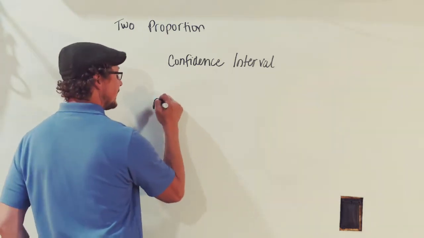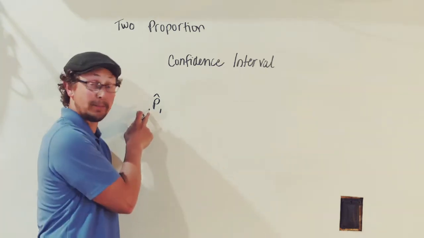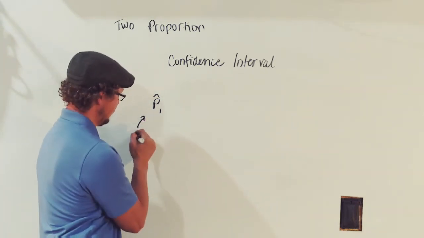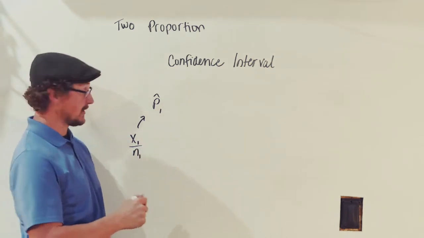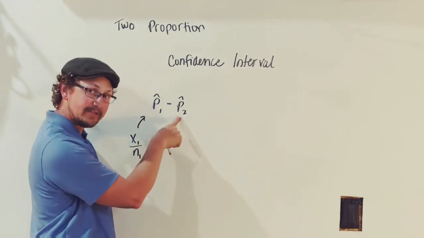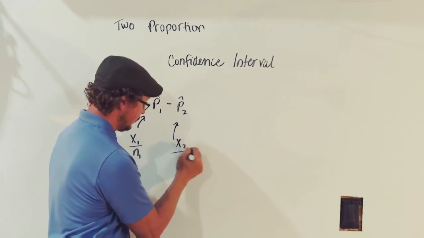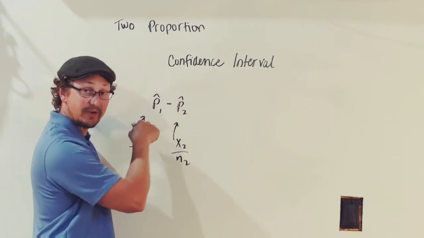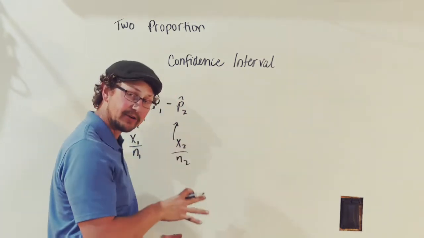So I'm going to take p hat sub 1. P hat sub 1, remember, this is my sample proportion, x sub 1 over n sub 1. And I'm going to find the difference between that and the second sample proportion, that's x sub 2 over n sub 2. A little side math you have to do to find those numbers. And so that gives my base difference.